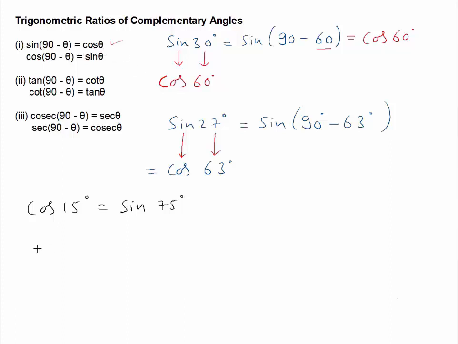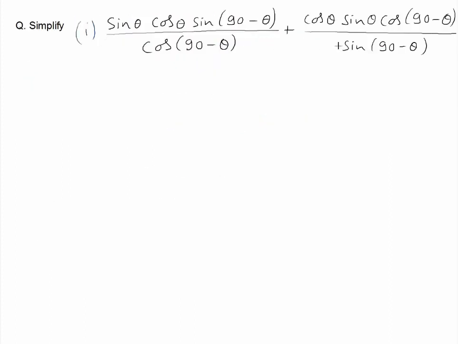So let's do one more. Tan 6 degrees is equals to, so tan will get converted into cot, and 6 degrees, its complementary is 84 degrees. So tan 6 degrees is cot 84 degrees, and so on. Now let's do questions on these formulas. So this is the first question.